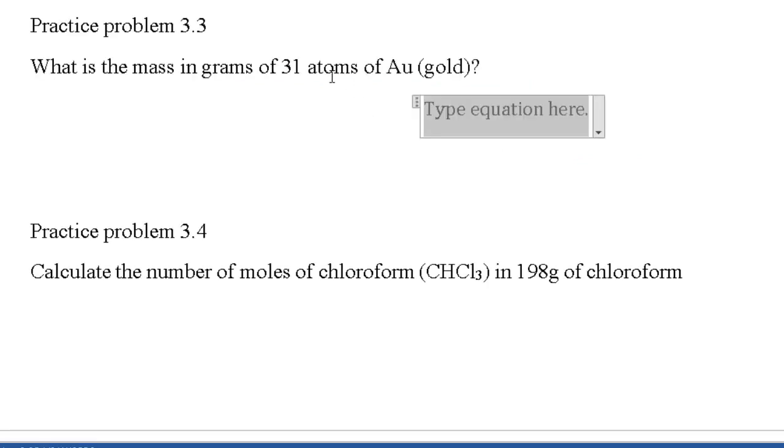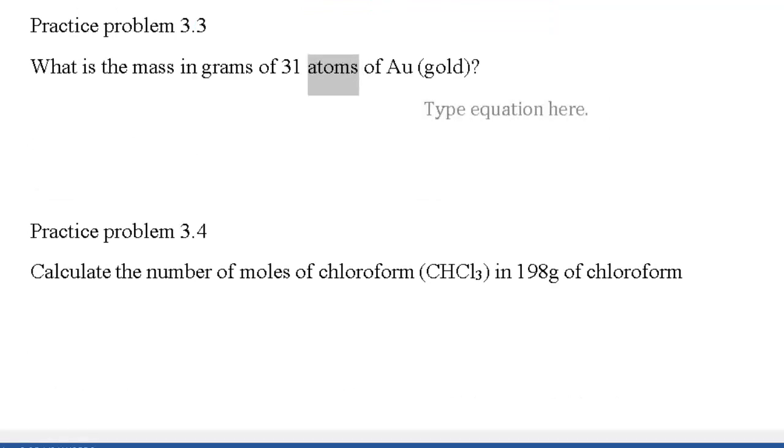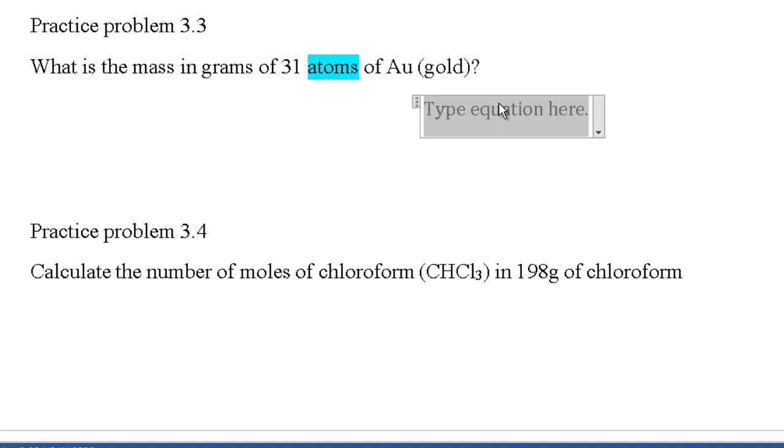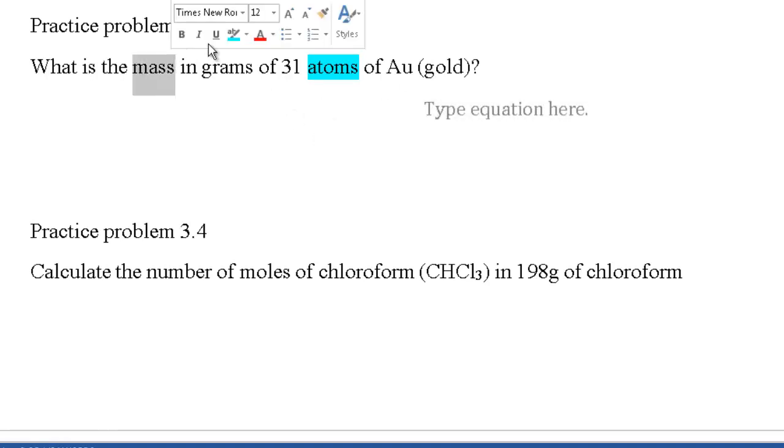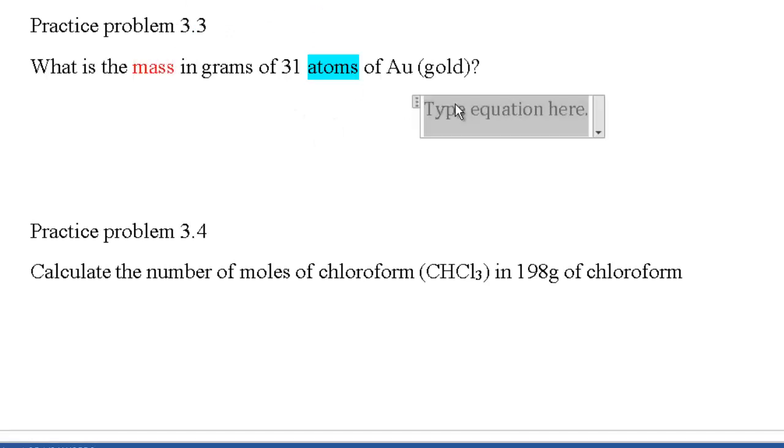What is the mass in grams of 31 atoms of gold? I see a lot of students get this wrong. They see atoms and then mass, which is what we're being asked to find, and then they don't know what to do. Well, what conversion factor will you use? One of the definitions of the mole is Avogadro's number.